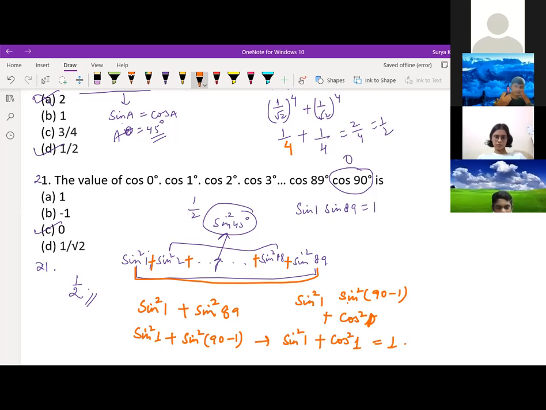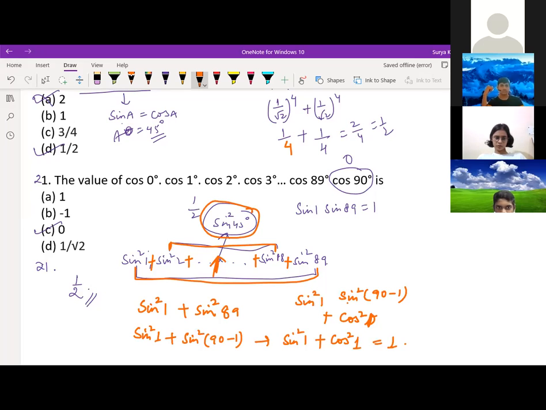Similarly, this and this also become 1 only. So here 1 is left alone. Sine square 45 becomes alone in the middle. So you will get so many answers, no, children? 1 plus 1 plus 1 plus 1 plus so many answers you get, right? So how many times do you get the answers?